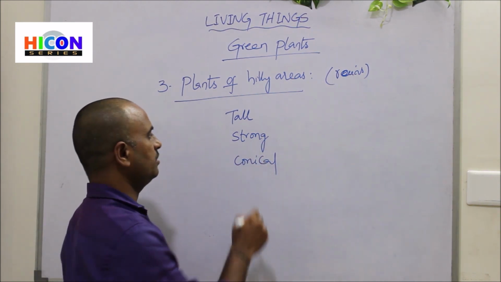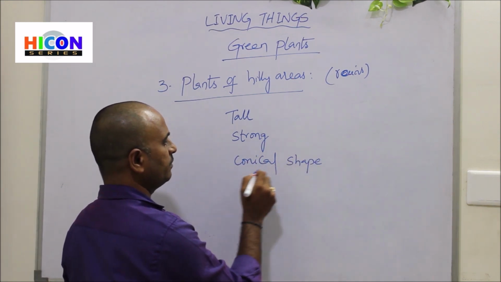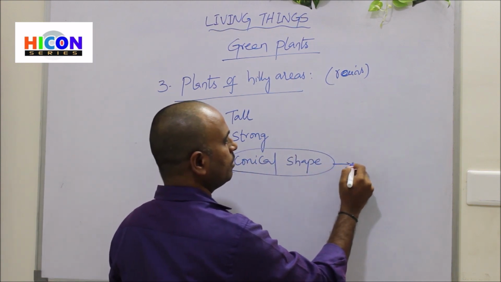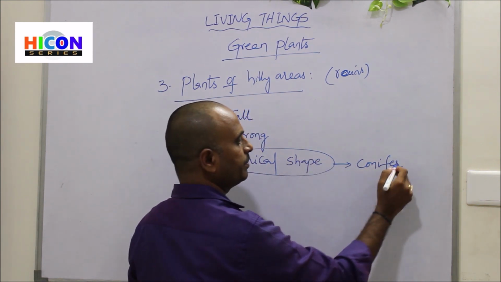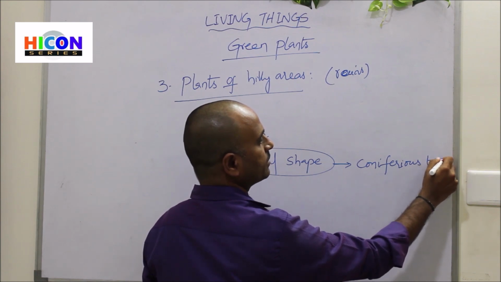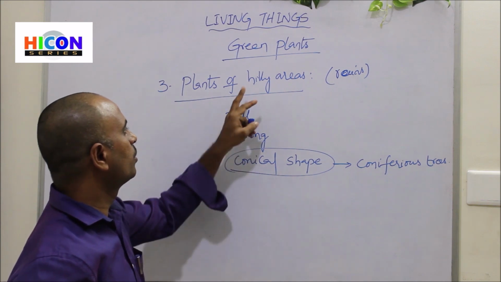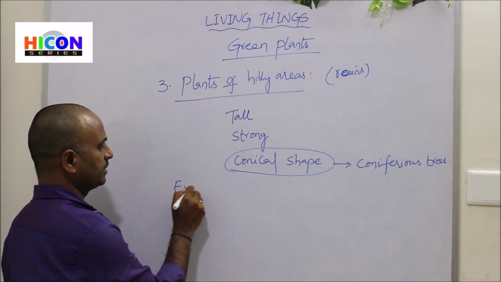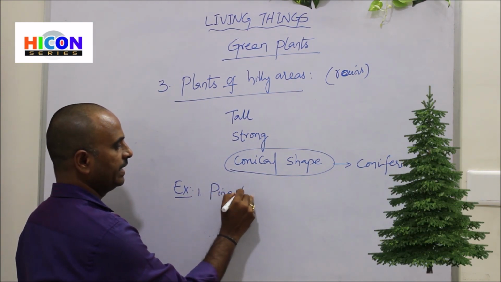So these plants are tall, strong and in conical shape. That's why these plants are also called coniferous trees. Since these are in conical shape, these trees are also called coniferous trees. The examples for the plants which are grown in hill areas are, the first example is pine trees.